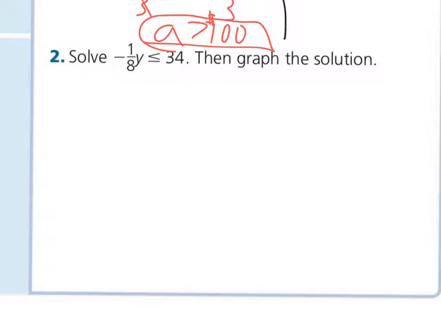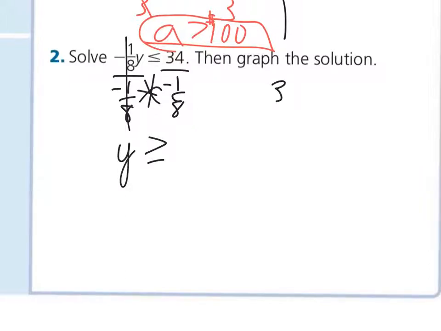Number 2, they want us to solve and graph this. So there's a couple ways of doing this. What most people do, look at this and say -1/8 is right next to the variable. So you could say they are multiplying, which means we need to divide by -1/8. When we divide by a negative, that's going to switch our inequality sign around.